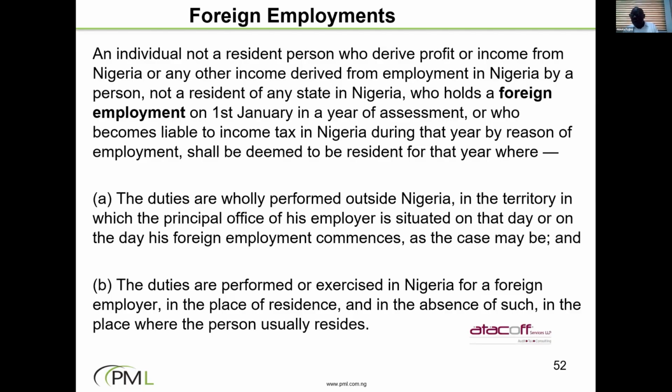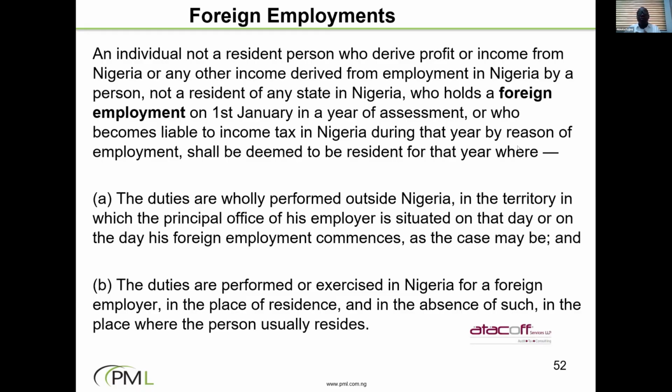You become liable in that year for an assessment, and you will be expected to pay income tax on the income you have made in Nigeria. Whether the duties are performed in Nigeria or abroad, because you are not resident but have made income in Nigeria in that year, you become taxable and you have to pay income tax in Nigeria in that particular year.